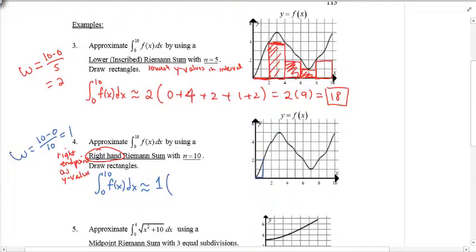So the first interval, 2. The second interval, the right endpoint here, would be at 4. At 3, it would be at 5. At 4, it would be at 4. At 5, it would be at the y value of 3. From 5 to 6, we're going to use the right endpoint, so at 6, the y value is 2. From 6 to 7, we'll use the right endpoint at 7, the y value is 1. I hope you get the idea. I'm getting tired of talking.